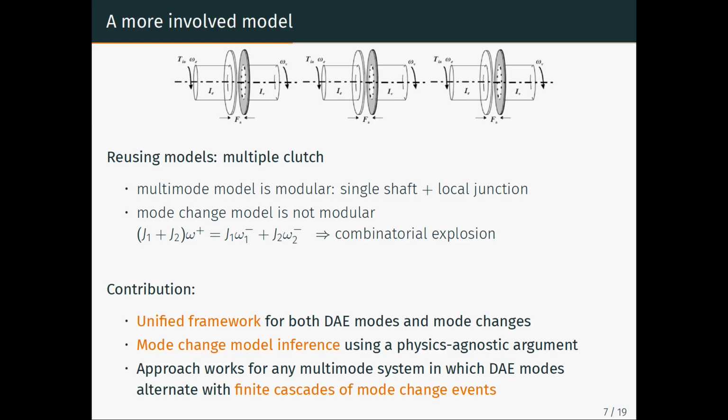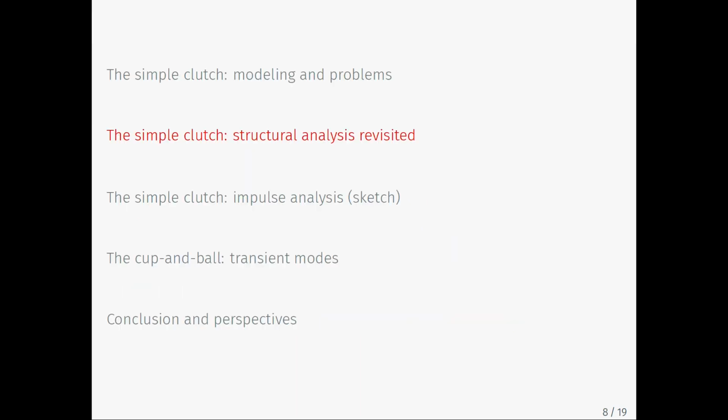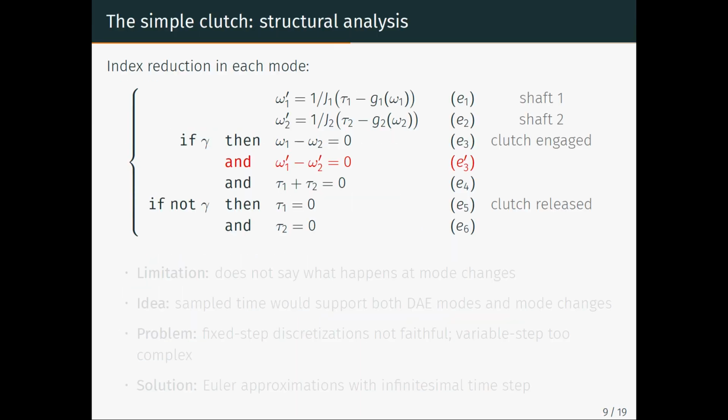The proposed approach actually works for a large class of multimode models, including models in which events of mode changes may instantaneously trigger other events as long as such cascades of events are finite. We illustrate this approach on the simple clutch model. We can first perform standard index reduction in each mode. The index of this model is mode dependent. When gamma is true, that is when the clutch is engaged, equation E3 has to be differentiated once. On the contrary, when gamma is false, no equation has to be differentiated.